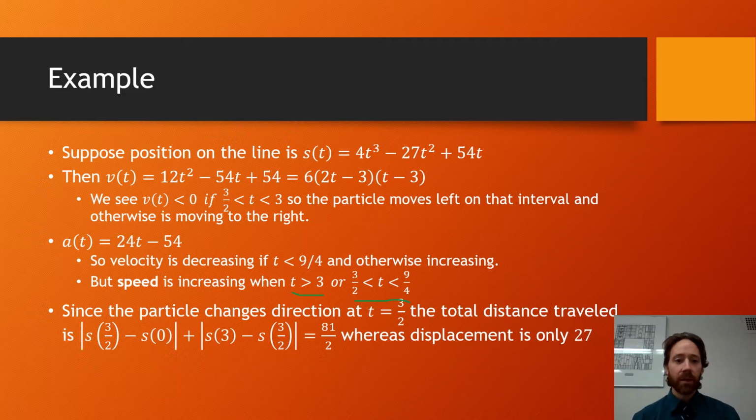Finally, we can talk about displacement versus distance traveled. The particle changes direction at t equals 3/2, and it also changes direction at t equals 3, so let's talk about the total distance traveled on the interval t from 0 to 3. So the total distance traveled is the net displacement in the first part, from 0 to 3/2, plus the net displacement in the second, from 3/2 to 3. So plug in these values for t, add up the numbers, you should get 81/2. The total displacement is just s of 3 minus s of 0, which is 27.